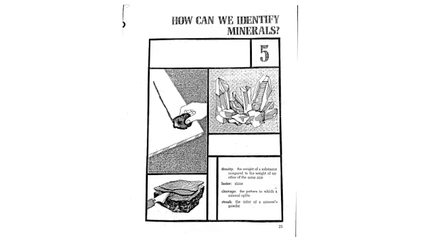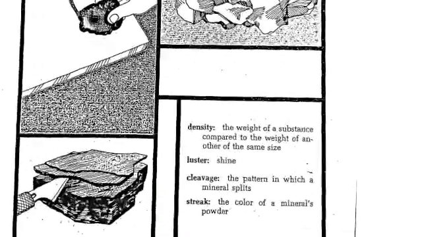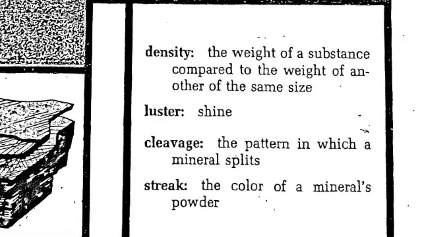Welcome back. We are looking at Chapter 5, How Can We Identify Minerals? We're going to take a look at the vocabulary that's given to us. Here it says density, the weight of a substance compared to the weight of another of the same size. So if there's two things that are exactly the same size and shape, but one is more dense than the other one, then that one's going to weigh more.